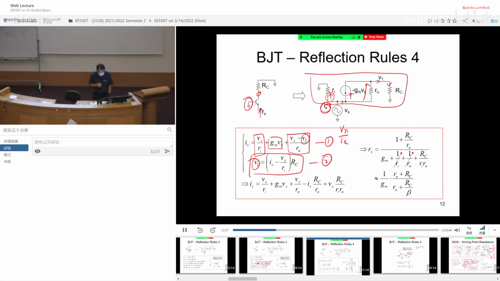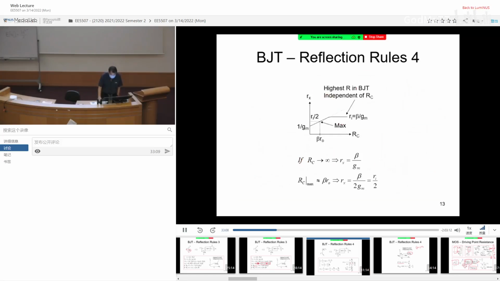After some manipulation, I end up with a complicated result, but it already tells you that 1 over Gm is much smaller than Ri, much smaller than R0. So Gm will be much bigger than 1 over Ri, much bigger than 1 over R0. So from this result, I can throw away these 2 right away. And after some manipulation, I end up with this over here. So now, let's draw some insight.